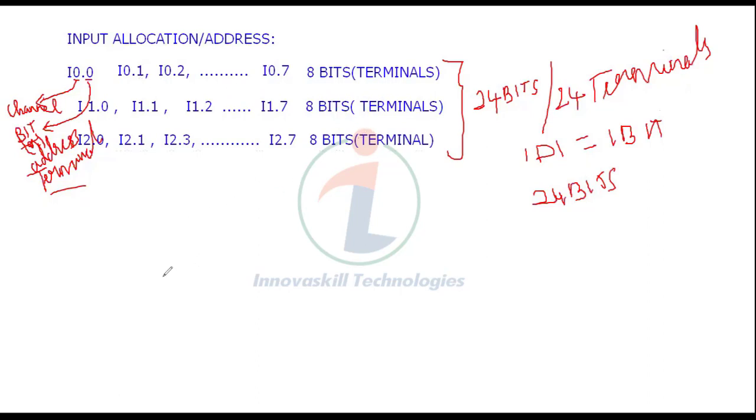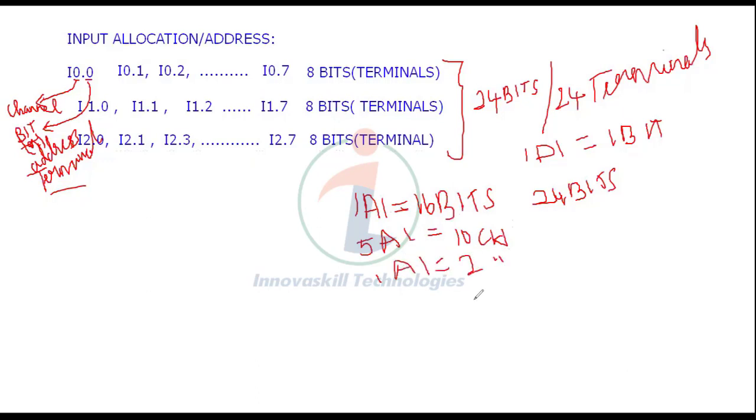Now next we will see about analog. In total we have 5 analog inputs, but how they are classified: one analog input itself requires 16 bits. So it will take 10 channels, that is, one analog input itself needs 2 channels. So if you have 5 analog inputs, it will take 10 channels.